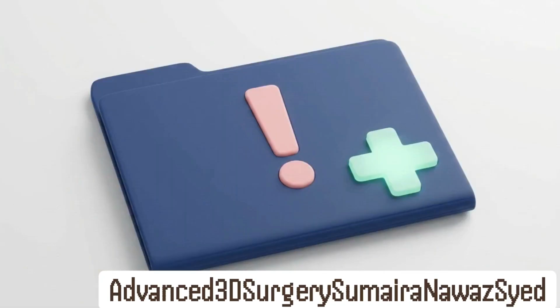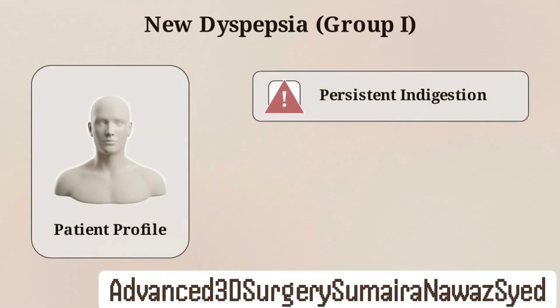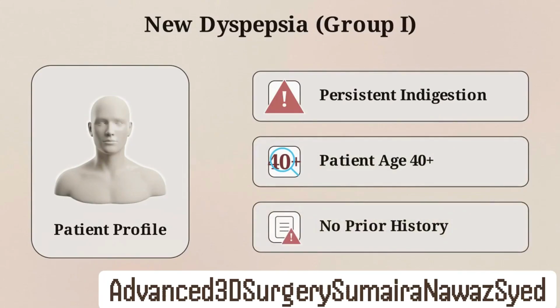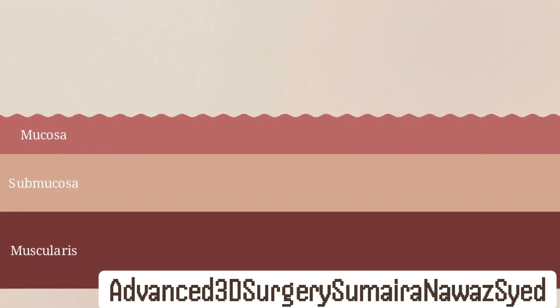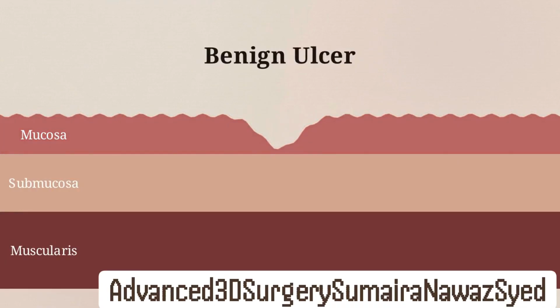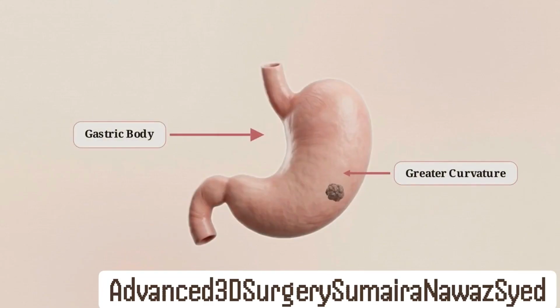However, clinicians look for a specific pattern called new dyspepsia. This is a vague but persistent indigestion that appears in a patient over 40 who has no prior history of stomach trouble. It is easy to assume these symptoms are just a flare-up of chronic gastritis or a standard benign stomach ulcer. But the stomach's anatomy allows a large polypoid cancer to grow along the greater curvature, expanding into the gastric body without triggering immediate pain or obstruction.